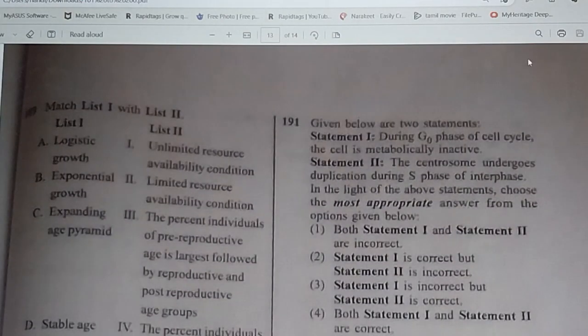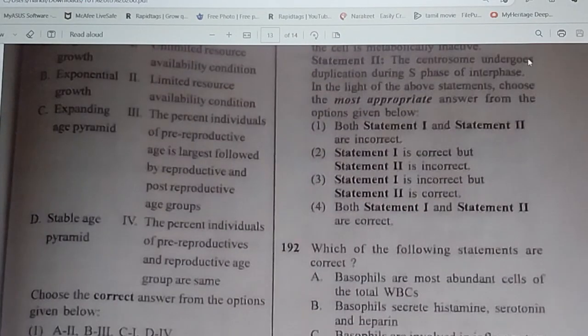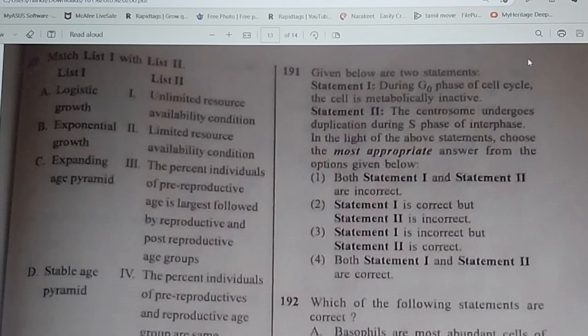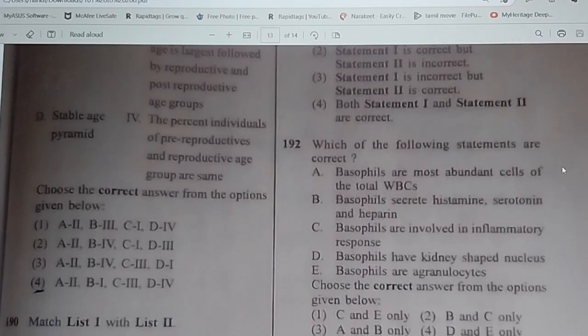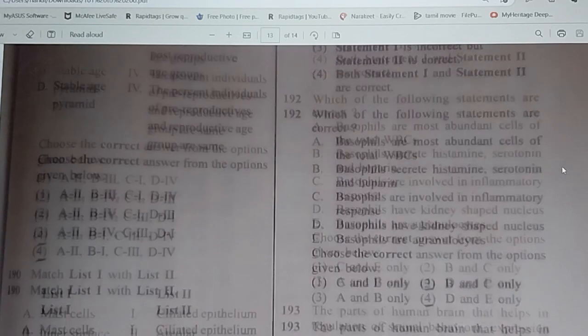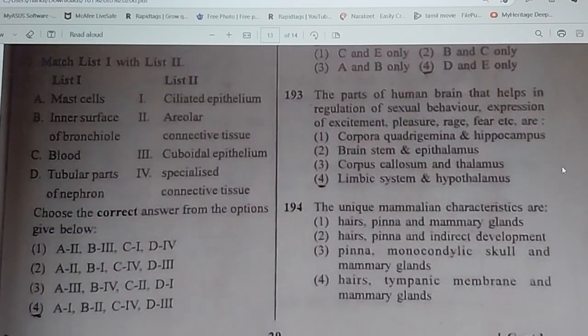189. Logistic growth is limited resource, exponential growth unlimited, opposite it is given. Expanding, of course, pre-reproductive is larger, stable is straight away. So option D is correct. 190.